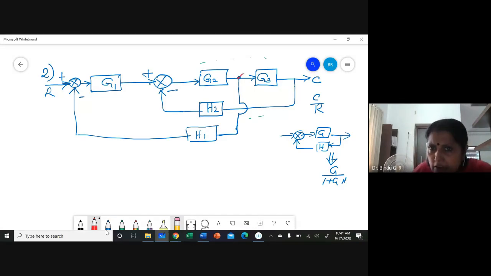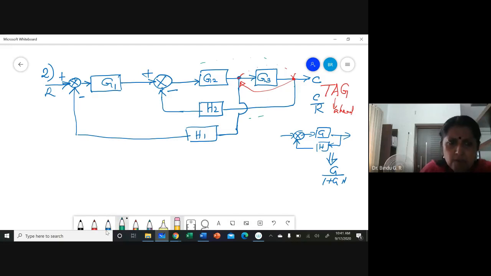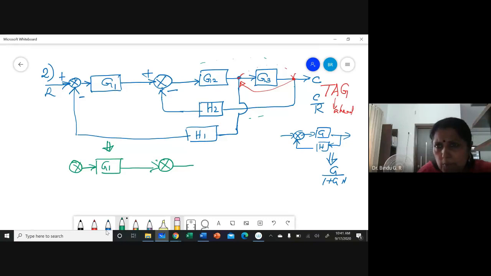Either I can take this takeoff point after G3, or I can take this takeoff point ahead of G3. Let me do that, because I have given a secret mantra: takeoff point ahead, you have to multiply by G. Just listen and see what I am doing here. This remains the same. G1 is converted. I have not taken away the summation point. I am going to take this takeoff point ahead of G3.